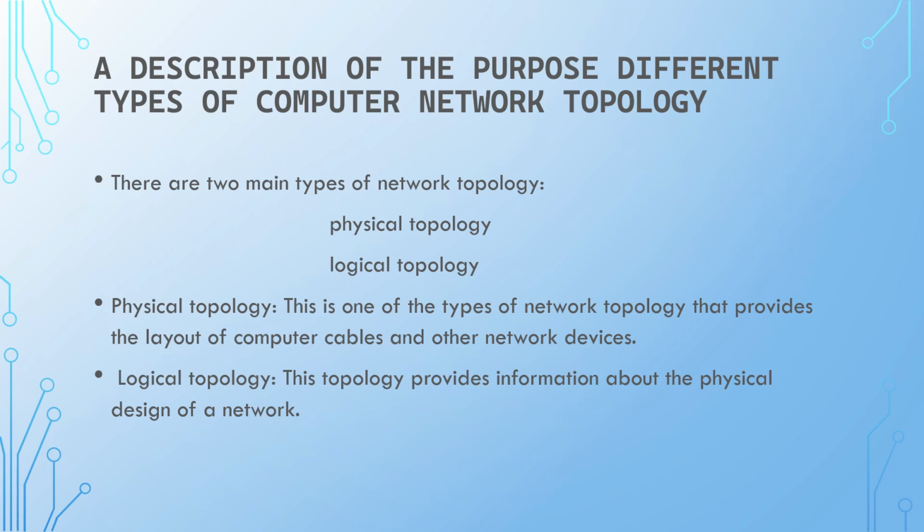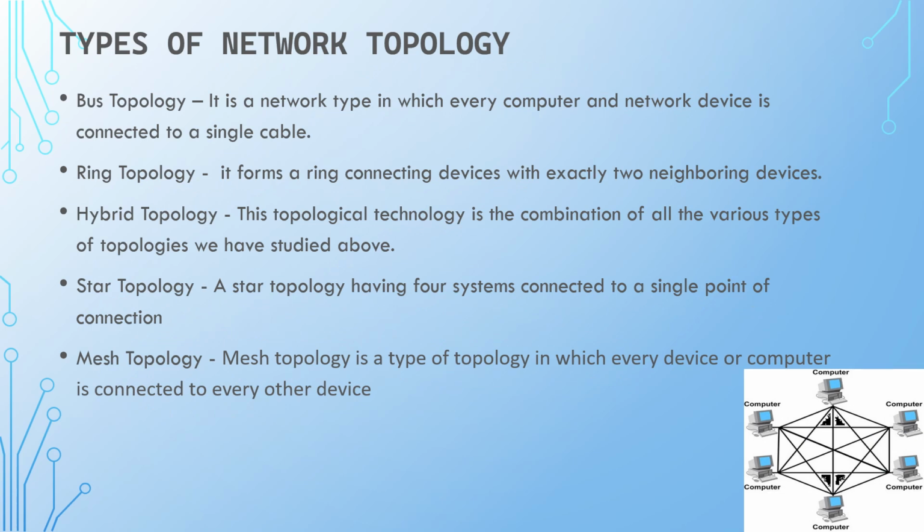A description of the purpose of different types of computer network topology. There are two main types of network topology: physical topology and logical topology. Physical topology is one type of network topology that provides the layout of computers, cables, and other network devices. And logical topology provides information about the physical design of a network. These are the types of network topology: bus topology, ring topology, hybrid topology, star topology, mesh topology.